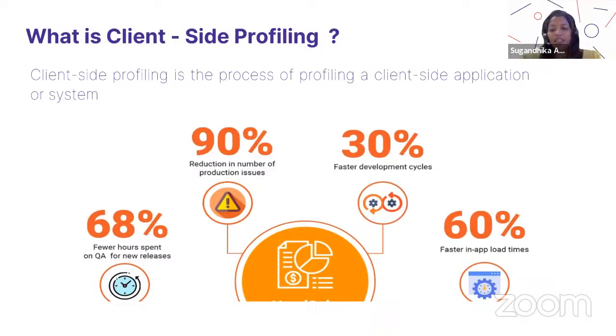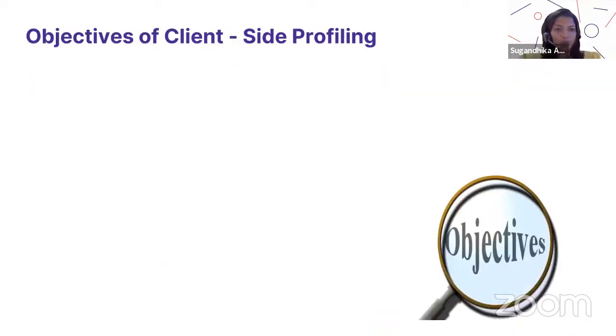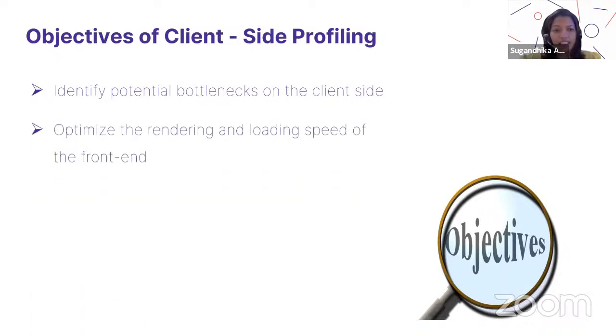Right? Okay, so let's see what the objectives of client-side profiling are. When you talk about the objectives, the first one, I think, is important: identify the potential bottlenecks in the client side. We will talk about the bottlenecks we could identify in the client side, but that is one of the objectives of client side profiling. And optimize the rendering and load speed of the front end. That is the second objective of client side profiling.